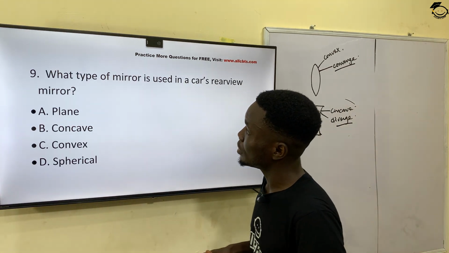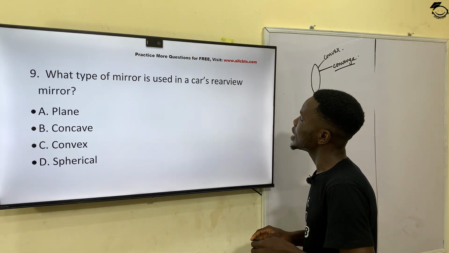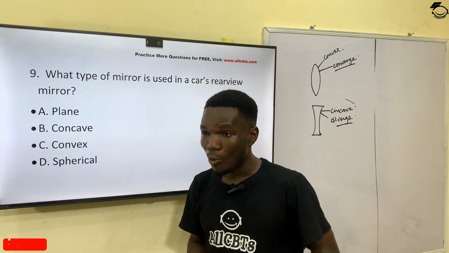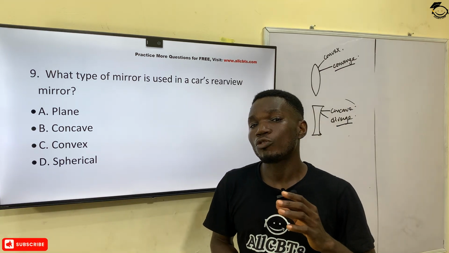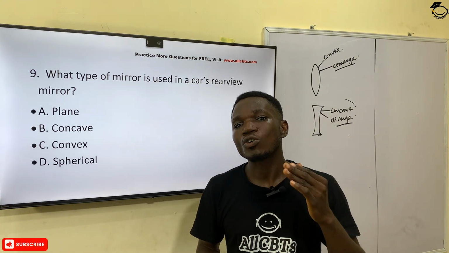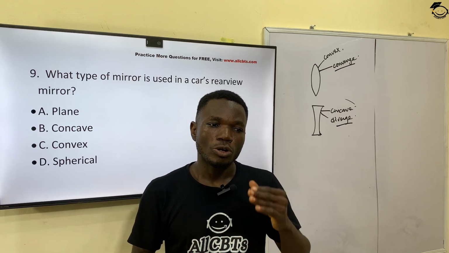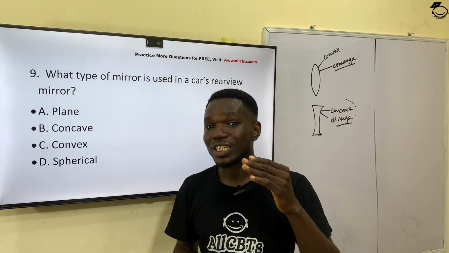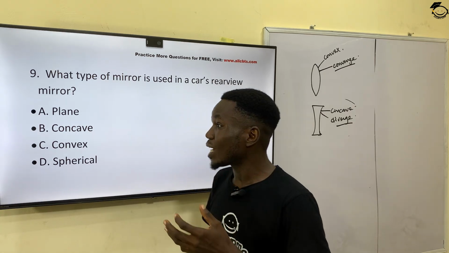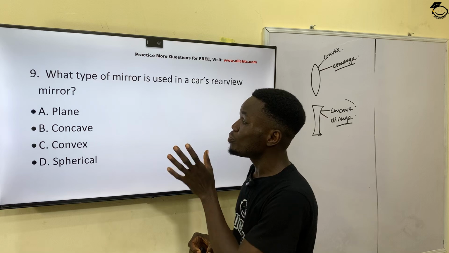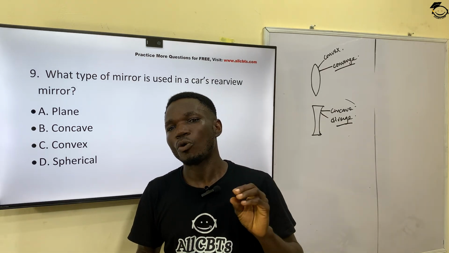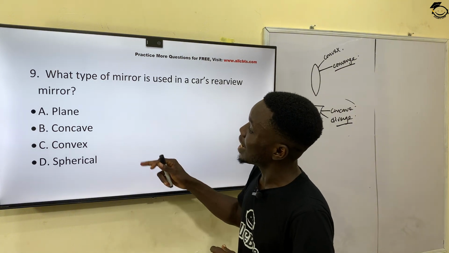So that takes us to question number 9, which is: what type of mirror is used in a car's rear view mirror? I explained that earlier, where I said that in a car rear view mirror, you see written there that objects in this mirror are closer than they appear. If you have not seen our video on optics, please go and check that video. You will see a full explanation of this.